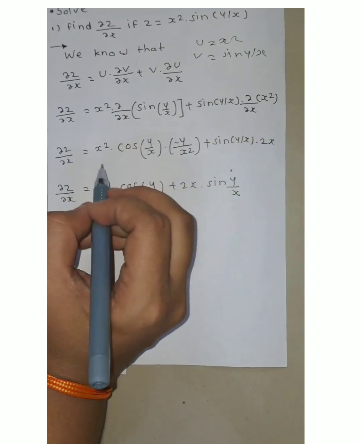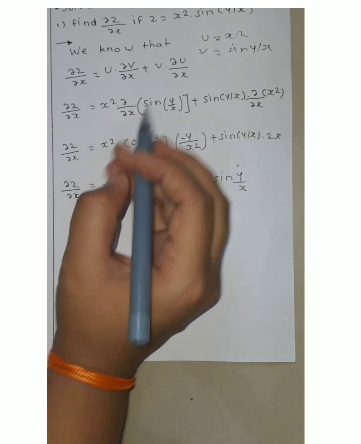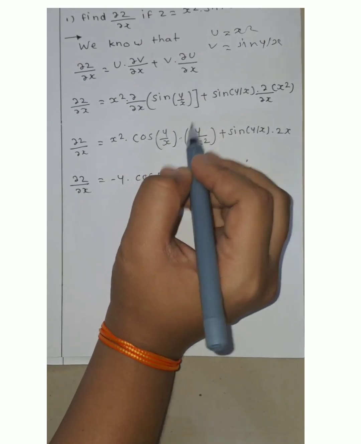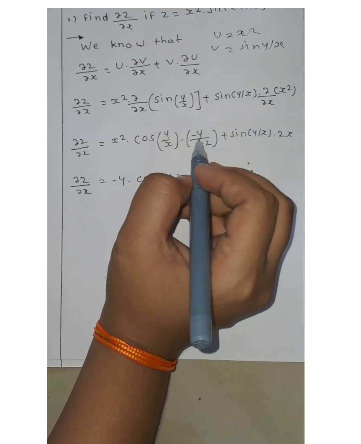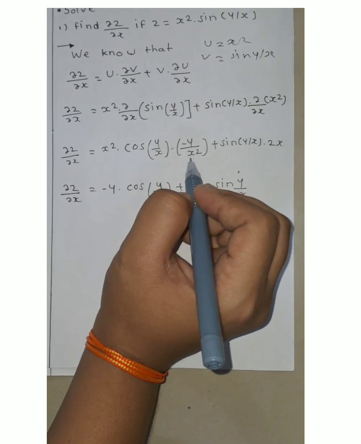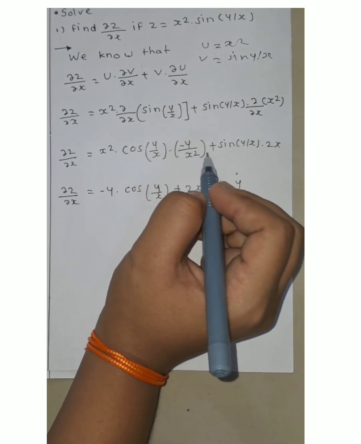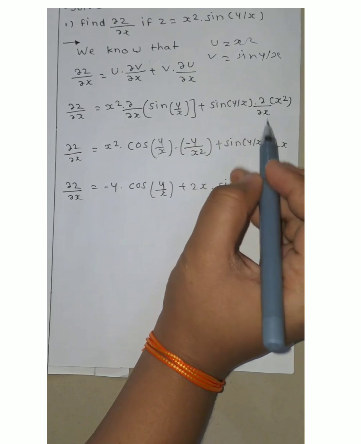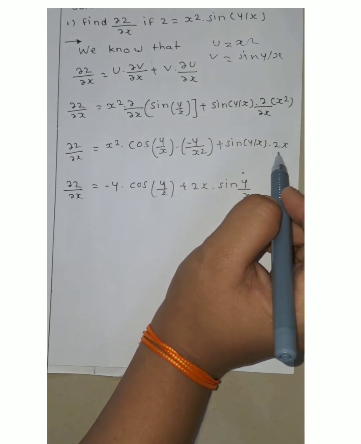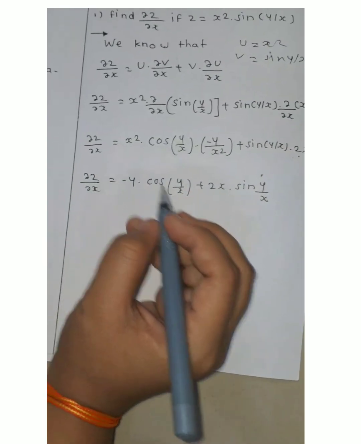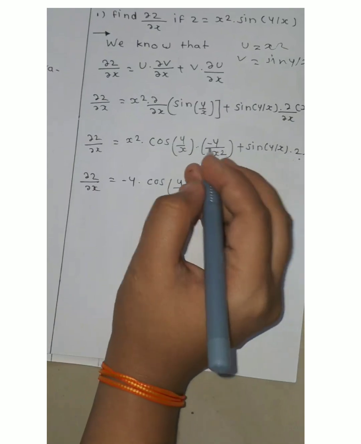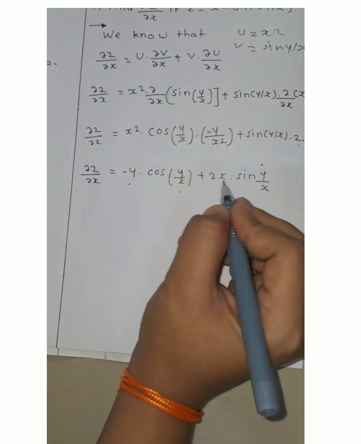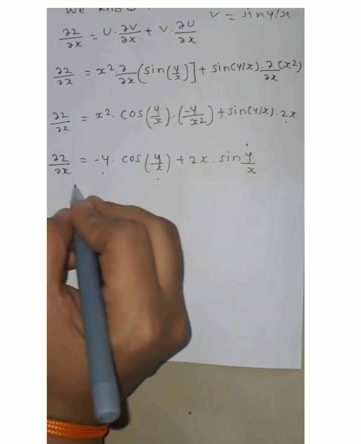So x² will be as it is, into the derivative of sin, which is cos(y/x), into the derivative of y/x, which will be −y/x², plus sin(y/x) as it is, into the derivative of x², which is 2x. So basically, taking minus y as common, this becomes −y cos(y/x) + 2x sin(y/x). It is our final answer.